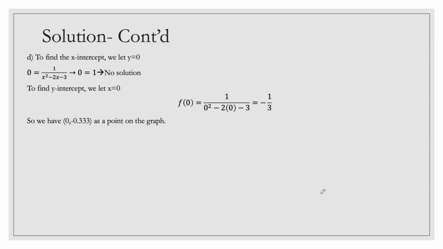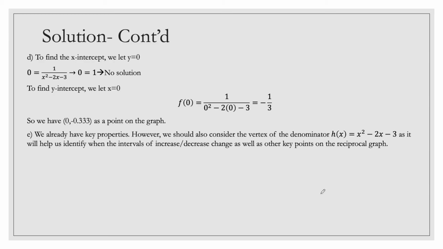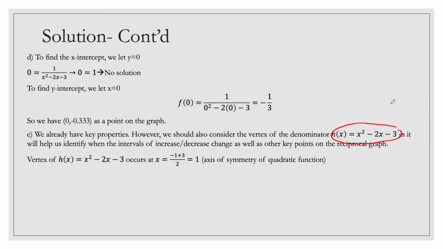Now we get to the big part of the question, how to graph it. So we have a lot of key properties already, but there's still one part that we have not considered yet, and it's the vertex. So we need to know what the vertex is, because knowing the vertex will help us figure out where the intervals of increase and decrease are. So let's find the vertex of the denominator. To find the vertex of this quadratic here, we simply need to find the midpoint of the two zeros. So the midpoint of -1 and 3 is 1, and that means that the x-coordinate of the vertex is 1.